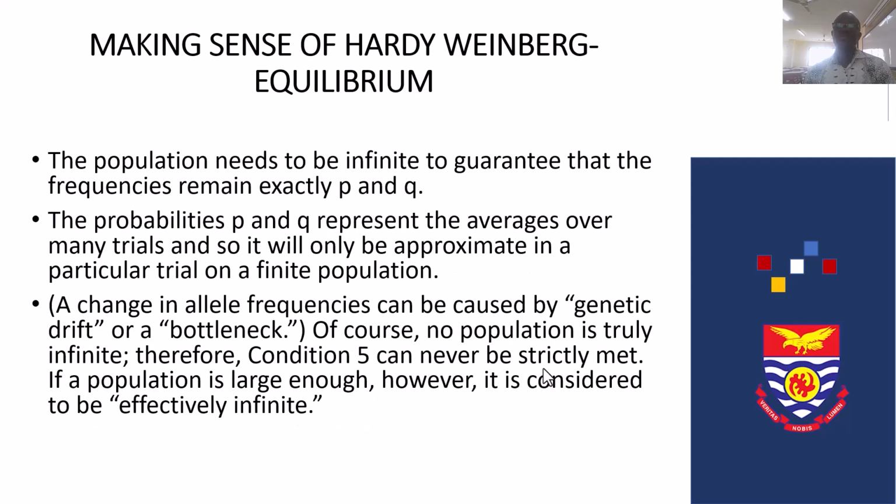The population needs to be infinite to guarantee that the frequencies remain exactly p and q. The probabilities p and q represent the averages over many trials, and so it will only be approximate in a particular trial on a finite population. A change in allele frequencies can be caused by genetic drift or a bottleneck. Of course, no population is truly infinite, therefore condition 5 can never be strictly met, but it is approximately met if a population is large enough.